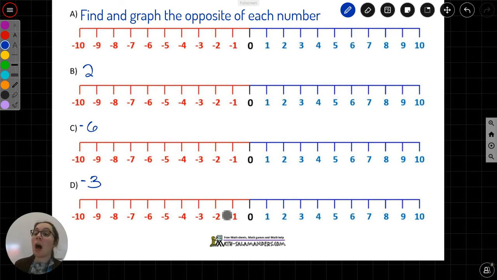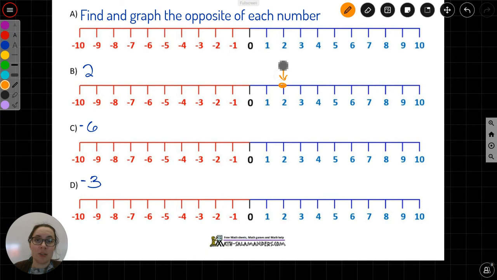So, if we were looking at 2, well, let's look at it. It says find and graph the opposite of each number. So let's find and graph 2 on our lovely graphs here. These are graphs, by the way. Even if they don't look like coordinate planes, they are graphs. They're number lines. And 2 is right here. Bam. There's 2 right there. I should use a color other than blue, because blue is hard to see on that. Let's use 2 for each. 2, right here.